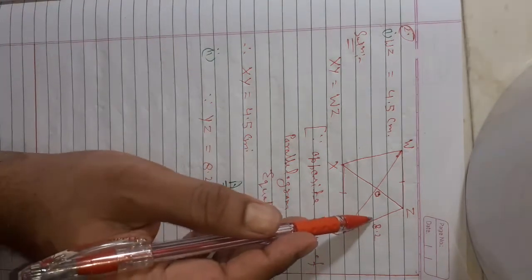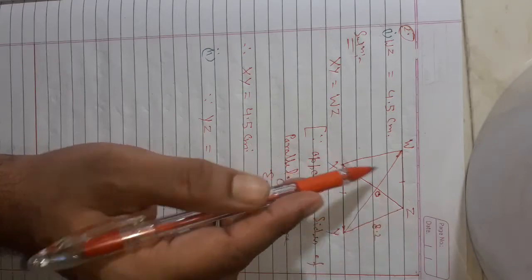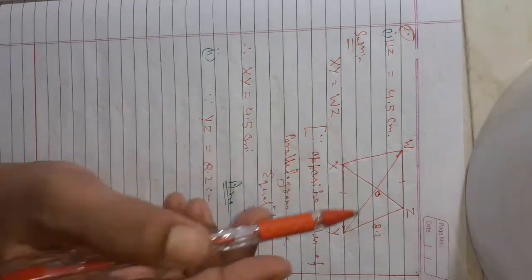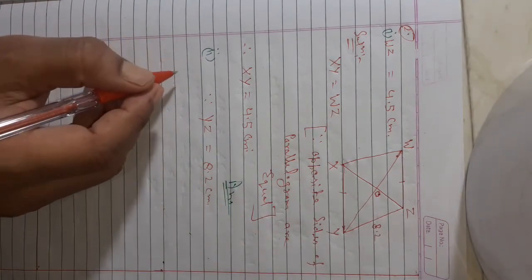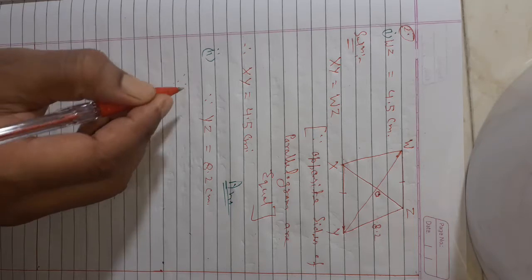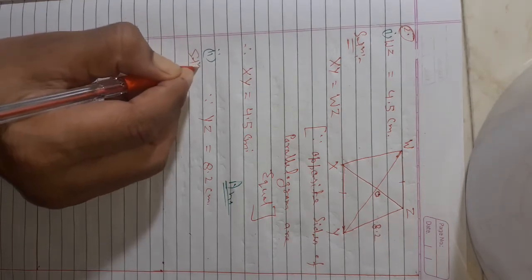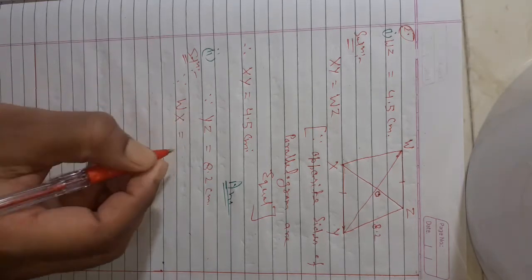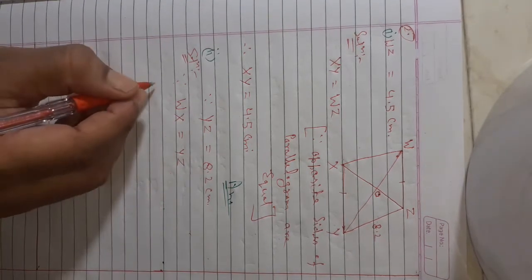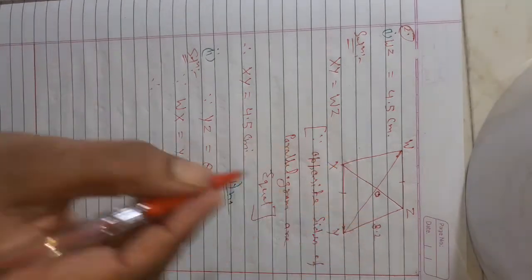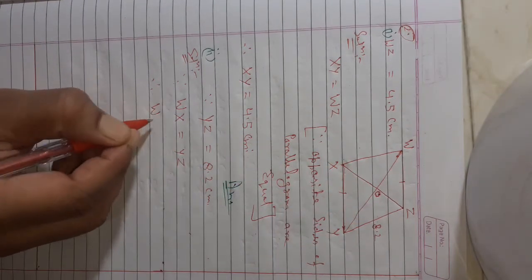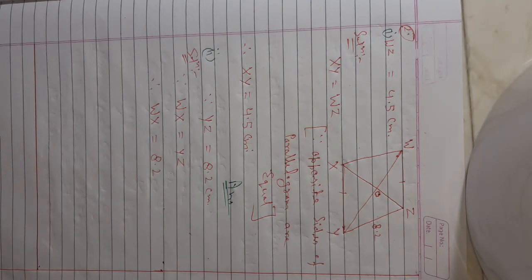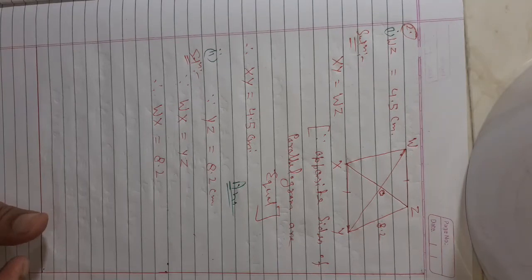Is the opposite of YZ WX or not? Yes, opposite of YZ is WX. So since, what will be the solution? Since WX is equal to YZ, therefore WX is equal to what? 8.2. Clear? So WX is equal to 8.2.